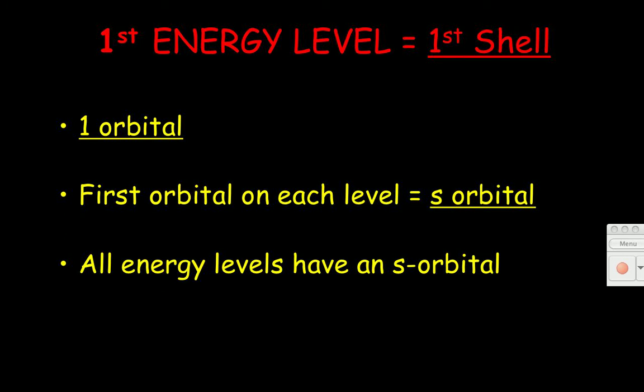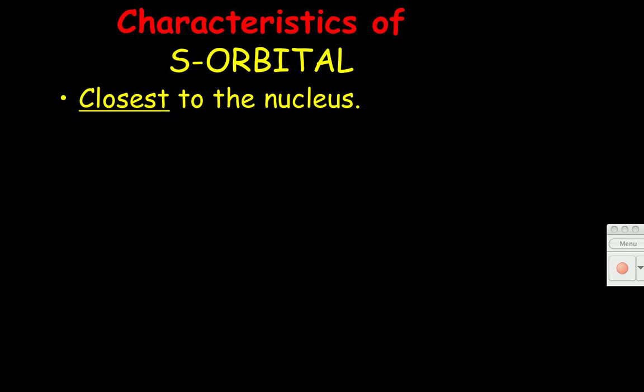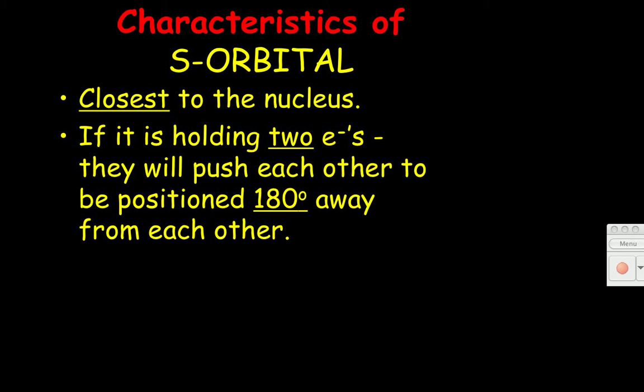The characteristic of any s orbital at any shell level is that it is the one closest to the nucleus. So that's why it gets filled first. Remember, the closer you are to the nucleus, the lower energy you have. So s is always the first one of any energy level to get filled. If the s orbital is holding its maximum 2 electrons, they push each other so that they stay 180 degrees, or in other words, half of a circle, away from each other.